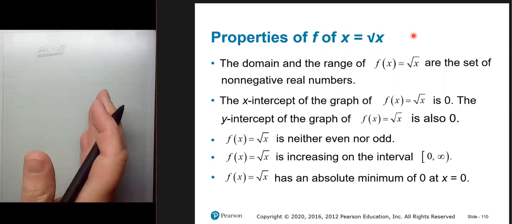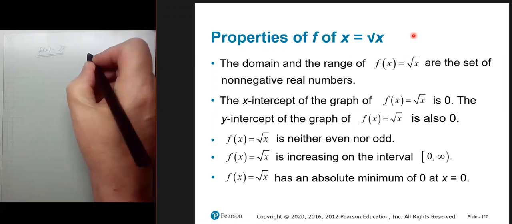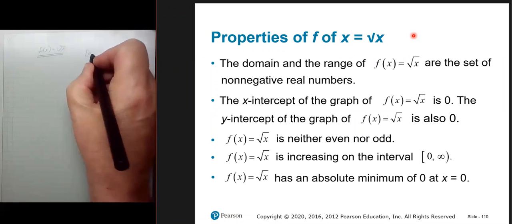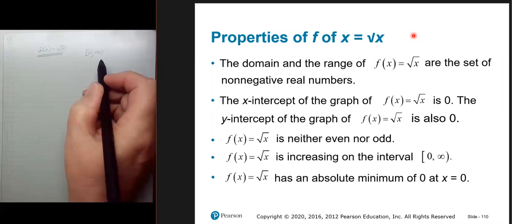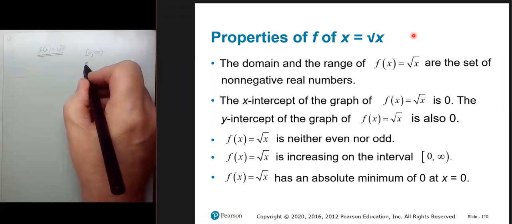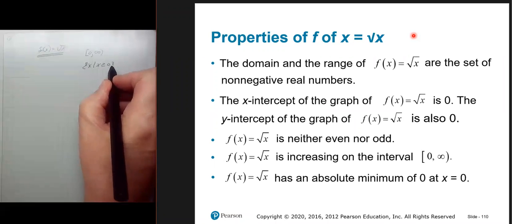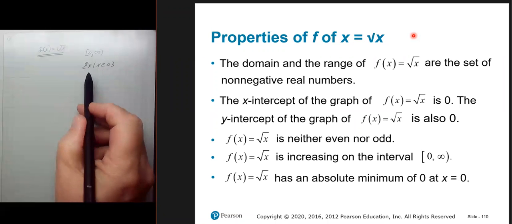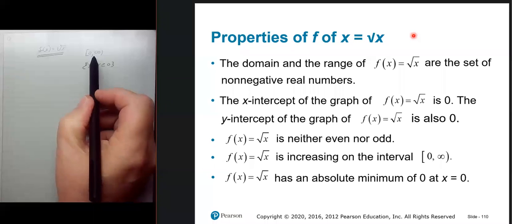So the domain and range is the set of all non-negative real numbers. So that means anything that isn't negative, that's 0 on up. If you were to write it in interval notation, it would be from 0 to infinity, closed at 0, open at infinity. And in set builder notation, it would be the set of all x such that x is greater than or equal to 0. And for the range, they'd use y instead of x, and the range would look exactly like this.